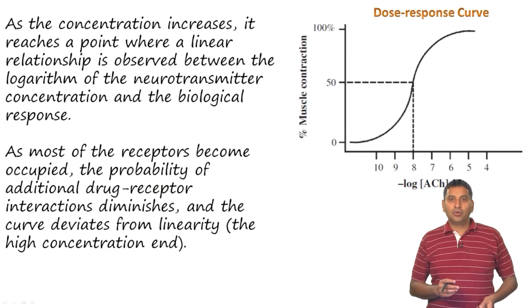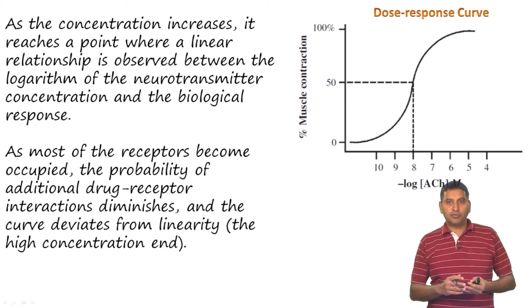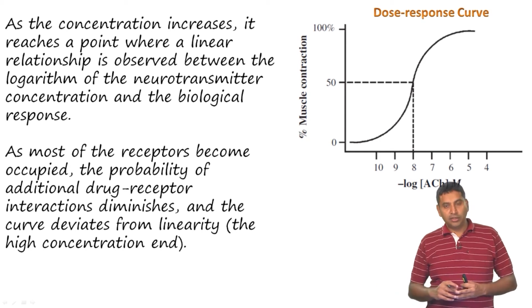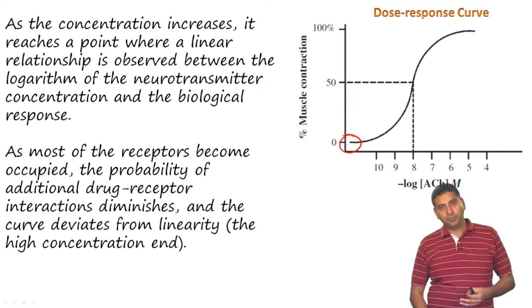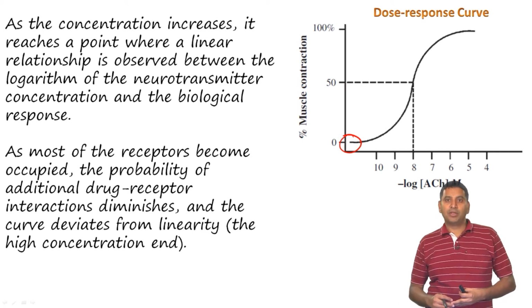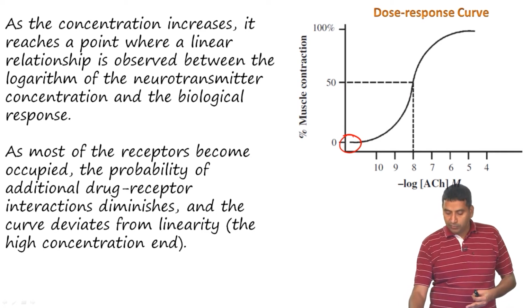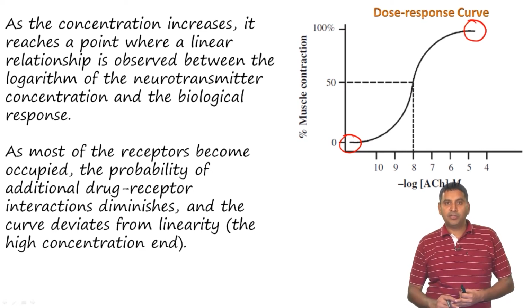Okay. So, if one were to measure the percentage of muscle contraction as a function of dose of acetylcholine, what you would find is that at very low doses of acetylcholine, there is very minimal response, and as the dose of acetylcholine goes up, you would see that the function or muscle contraction goes up. Let me explain this plot a little bit more in detail.